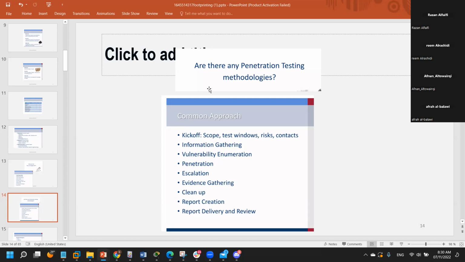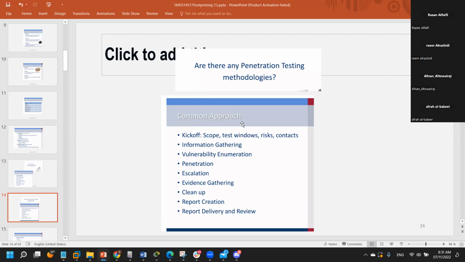OSCP, they have their own methodology. But end of day, this is the same exact methodology. Kill chain, we have already studied kill chain. It's also another methodology to penetrate or to attack a system. We have covered kill chain before. Okay, so the kick-off, we start our project to agree what we're gonna do, the scope.